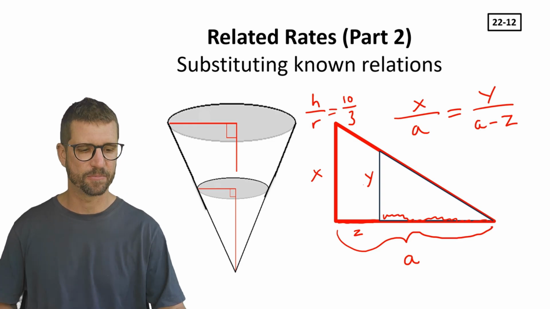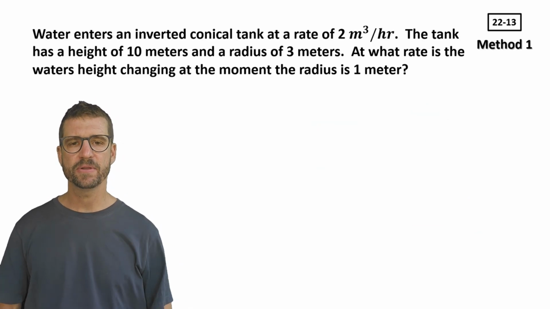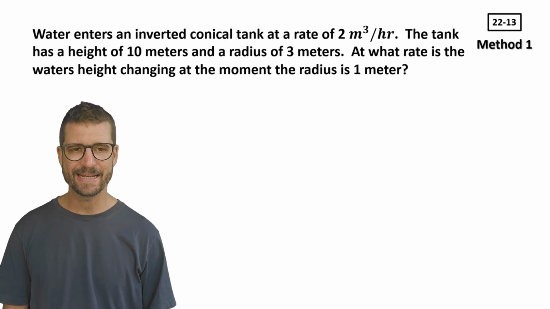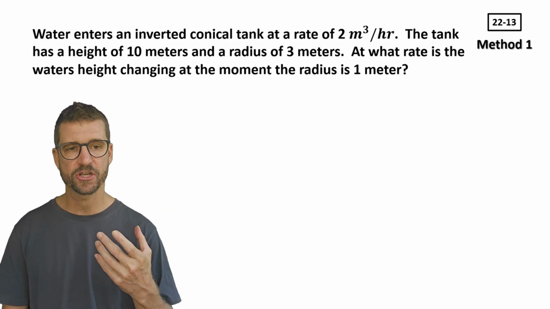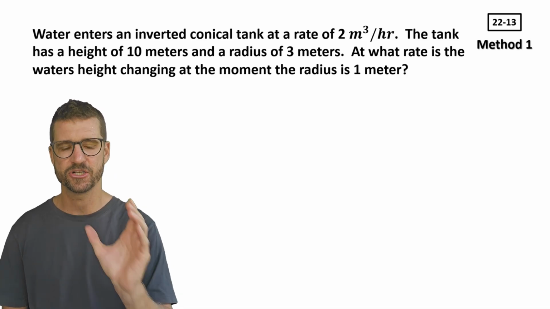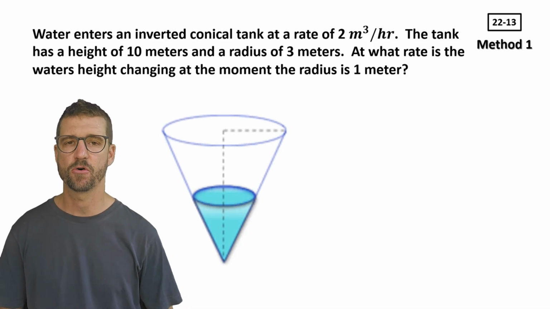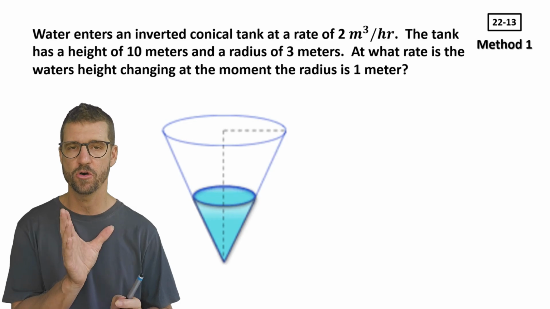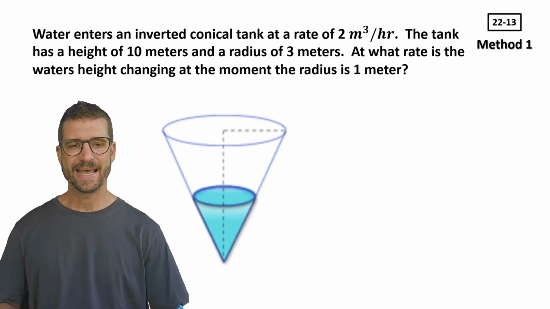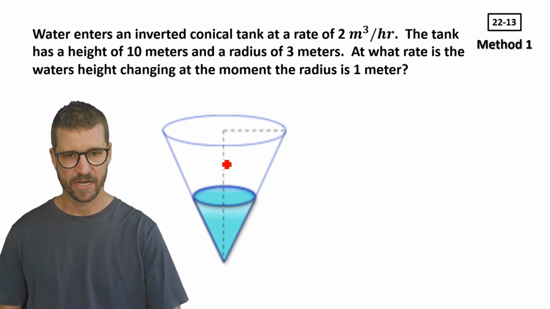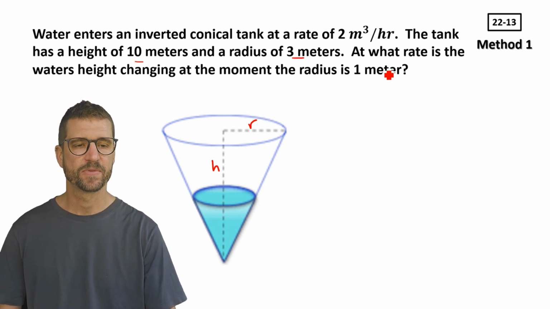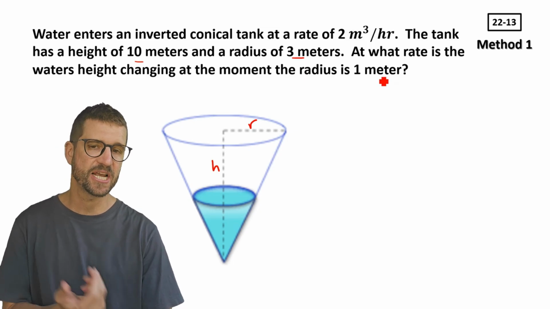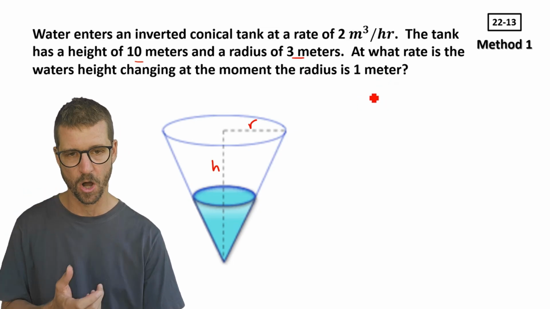All right, let's do an example problem. Let's say you have an inverted conical tank. Water enters that tank at a rate of 2 meters cubed per hour. I'll go ahead and draw this. So this is the conical tank, an inverted cone. Let's call the height H and the radius R. The tank has a height of 10 and a radius of 3. At what rate is the water's height changing at the moment the radius is 1?